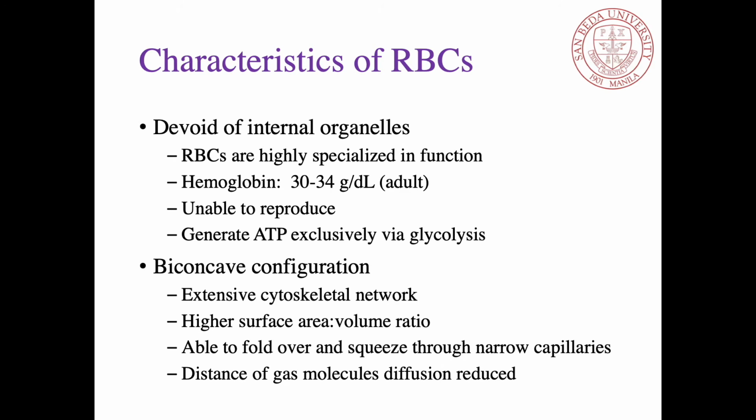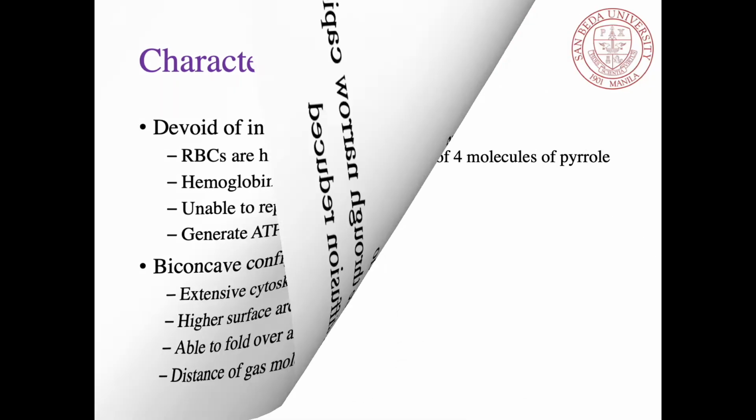Now, RBCs have a biconcave configuration, which is maintained by an extensive cytoskeletal network. Now, such configuration gives the RBCs a higher surface area to volume ratio, and it also allows them to fold over and squeeze through narrow capillaries. Now, having such configuration also aids in reducing the distance the gas molecules need to traverse or diffuse through to facilitate gas transfer.